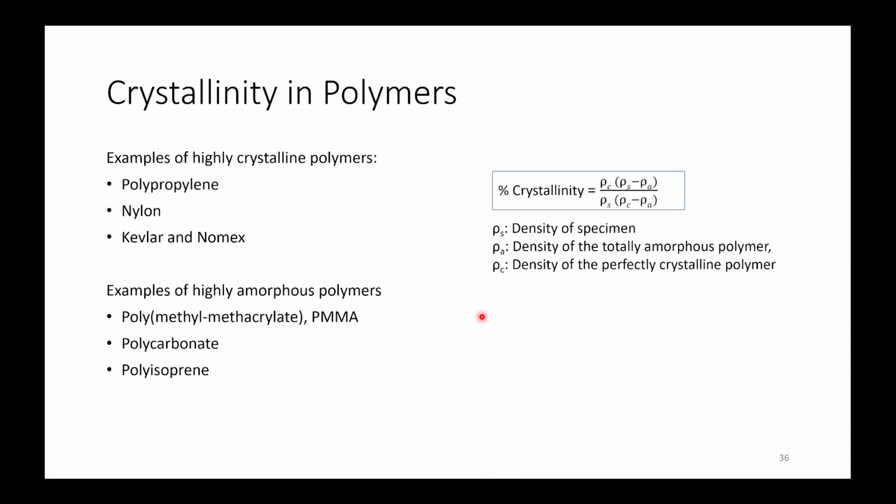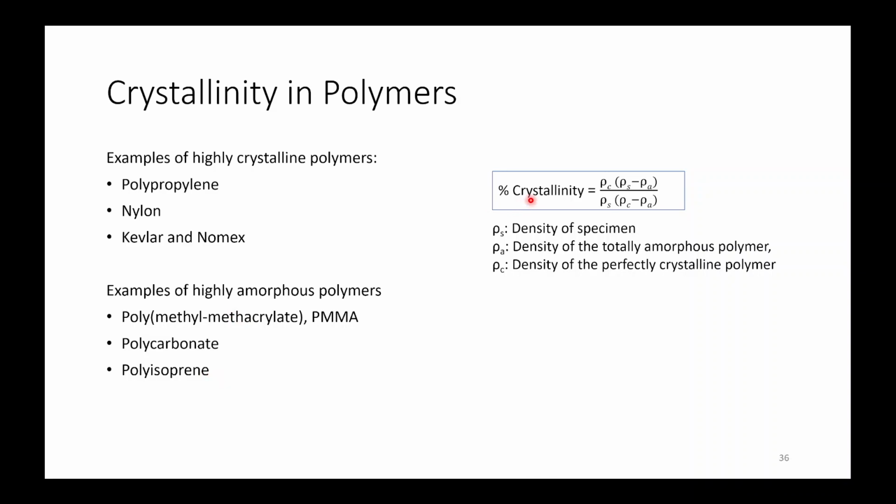Crystallinity in polymers. Examples of highly crystalline polymers are polypropylene, nylon, Kevlar, and Nomex. And examples of highly amorphous polymers are polymethyl methacrylate, polycarbonate, and polyisoprene.